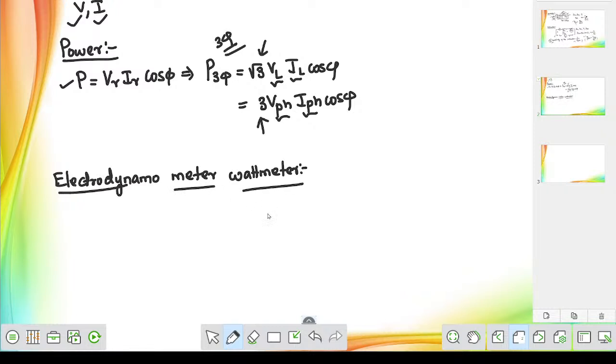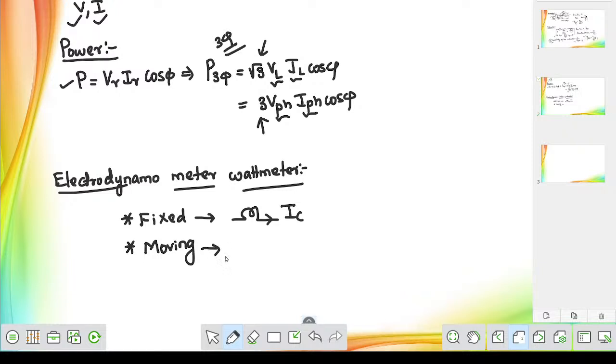Now here we have an electrodynamometer type of wattmeter. We will have two types of coil. One is called the fixed coil and the other is called the moving coil. The fixed coil is usually carrying the current. That is nothing but the current carrying coil, and the current through this coil we can consider as IC.